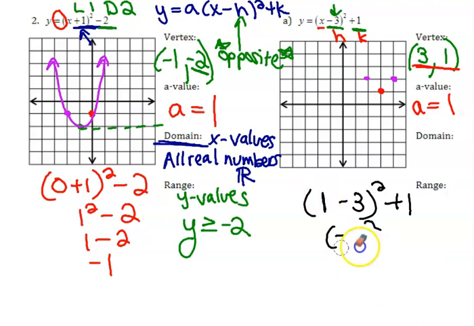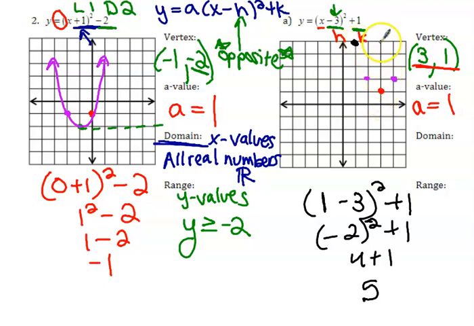So it's good to kind of talk this out and see what you have. So then you have negative 2 squared plus 1. So you have 4 plus 1, which is 5. So over 1, up 1, 2, 3, 4, 5. Now, how far away is that from this vertex? Well, it's 2 points away. So I'm going to go 2 points the opposite way, and it's going to be the same y values. And there we go.